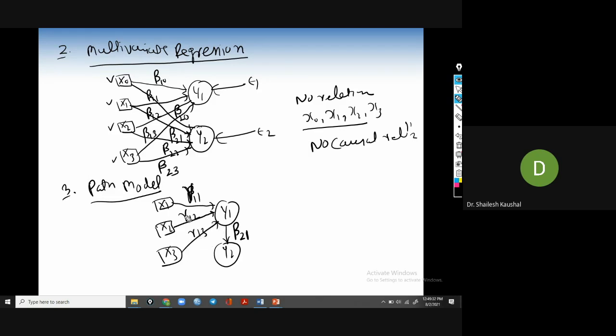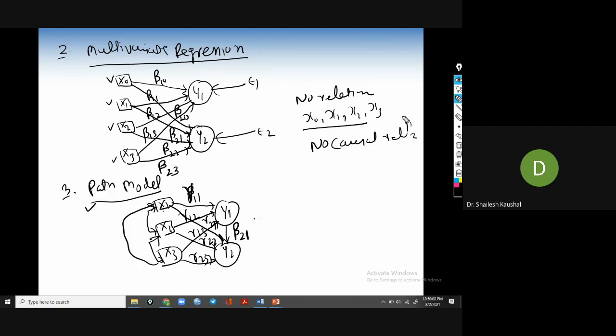It's simply a regression coefficient. And x1 affecting this, so gamma 2 1, gamma 2 2 and gamma 2 3. And there is a causal relationship. This is a covariance. So in a path model, what is the difference between multivariate regression and path model? In a path model, there is a relationship among the independent variables and among the dependent variables. So it's a path model.